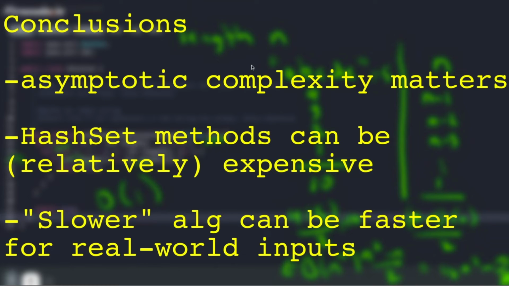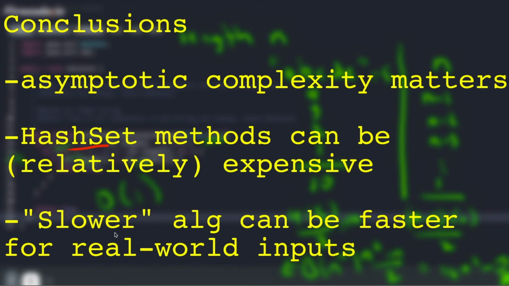In our example, we only looked at inputs of size 90. You can imagine what would happen if the string input was of length 1,000 or 1,000,000. The difference in the running time of those algorithms would be just astronomical. Another thing is that the hash set methods can be relatively expensive. They are constant time, but there is a cost to using them. And you need to be aware of when you use those methods, because sometimes more simple operations can be faster.